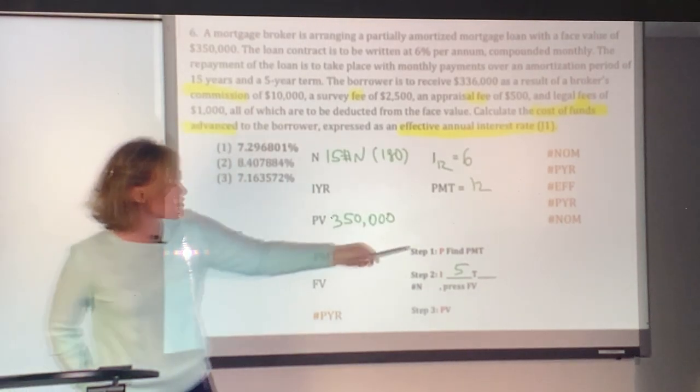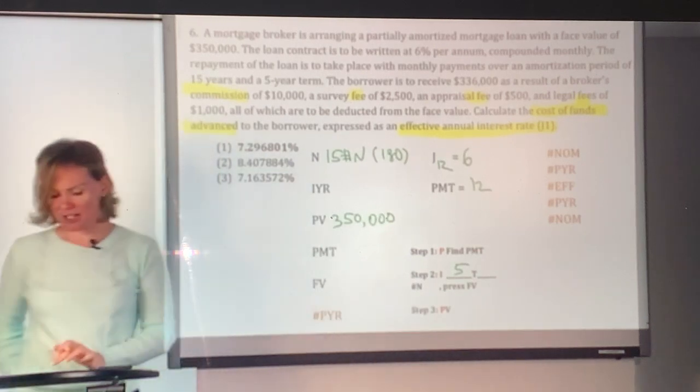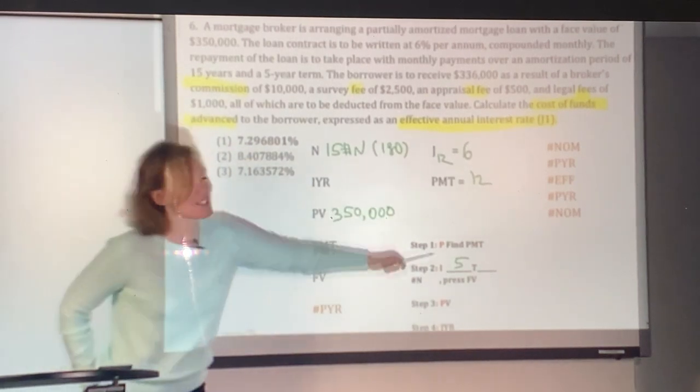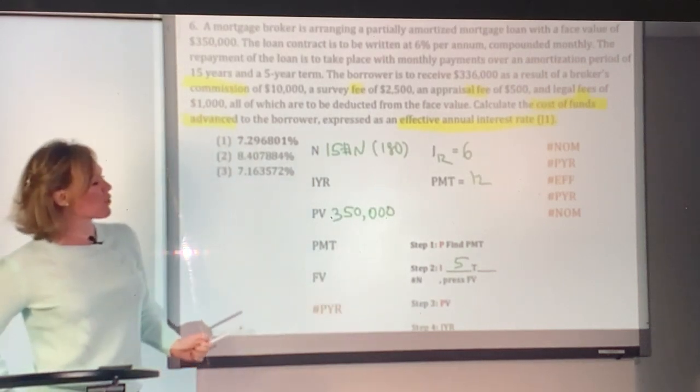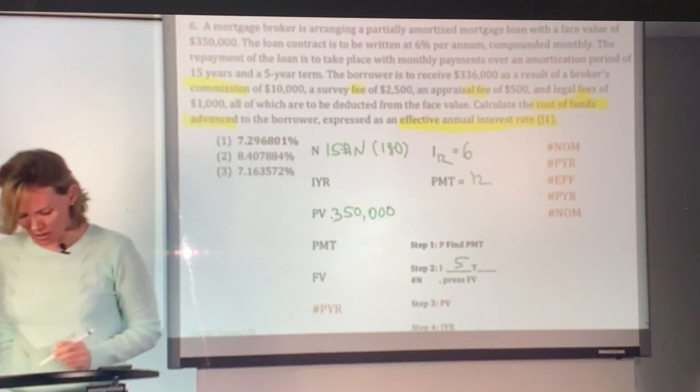PIPI, right? So PIPI stands for 4 steps. Find the payments, do the timeline, press your present value, and then press your IYR key again. Okay. So this is what the PIPI stands for. I don't know if you caught on that. So we're going to do those 4 steps right now. Find the payment first. So we're going to find the payment. That's going to be our initial step.